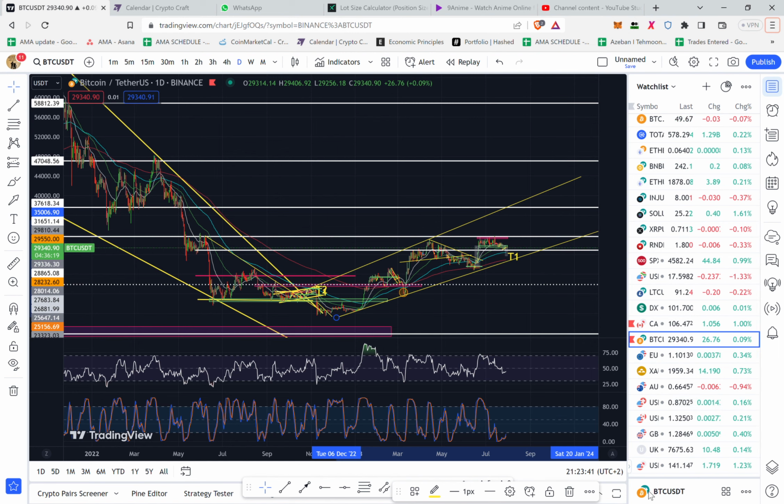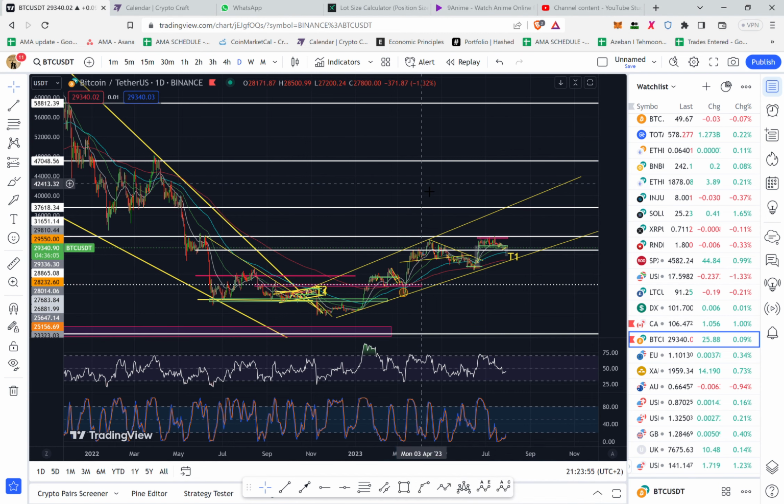This is my chart and trade that I'm watching for the week, the 31st to the 4th of August. Let's get into the video.